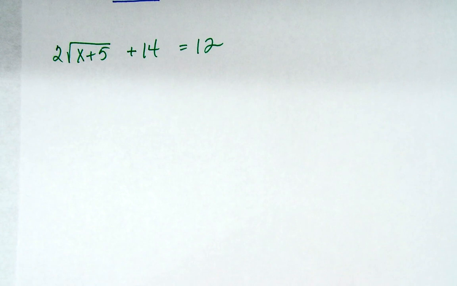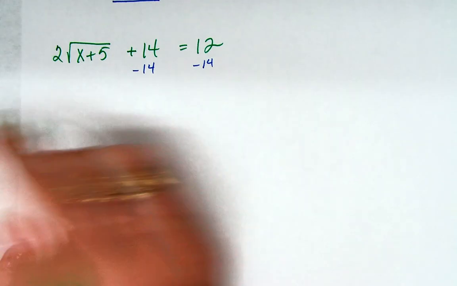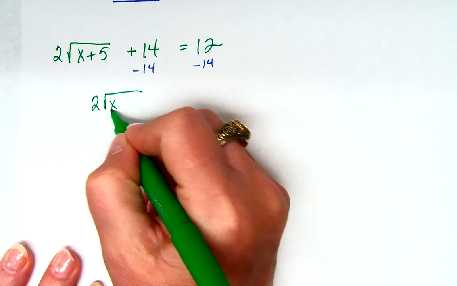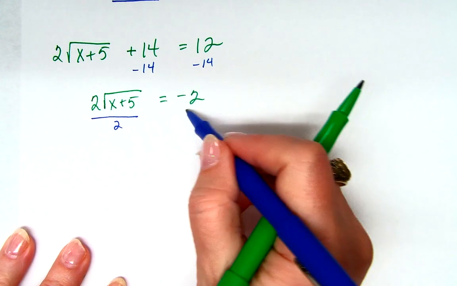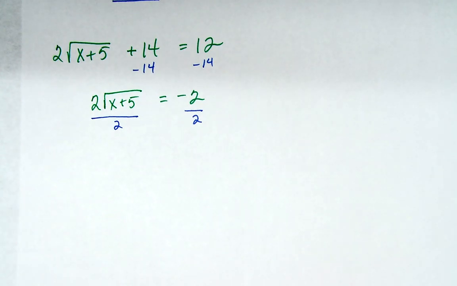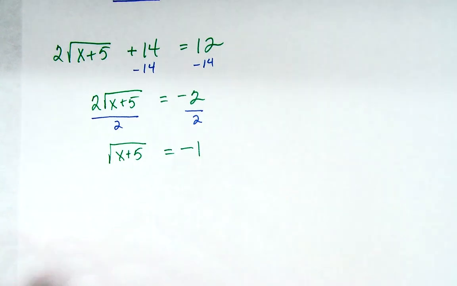Two times the square root of x plus 5, plus 14 equals 12. What am I trying to do first? Isolate it. So if I subtract 14 first, I get 2 times the square root of x plus 5 equals negative 2. Is my root isolated? Well, why not? There's still the multiplier, right? We haven't had one with the multiplier so far, so I have to divide both sides by that multiplier first. So the square root of x plus 5 equals negative 1.